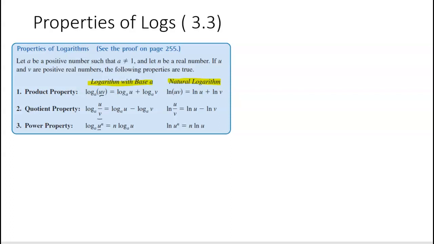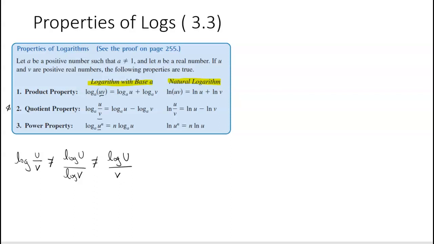Now, I want to make it quite clear about the quotient property, because that's the one people tend to forget about or make mistakes on. If you have the log of u over v, notice that it is a fraction next to the log. This is not the same as log of u divided by log of v. These mean two very different things. These are two logs, while this is a single log. Also, this is not equal to log of u just divided by v.